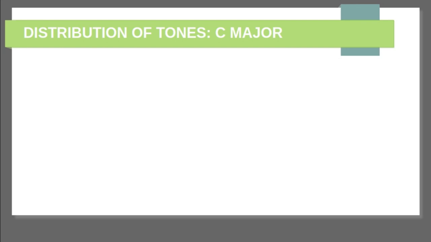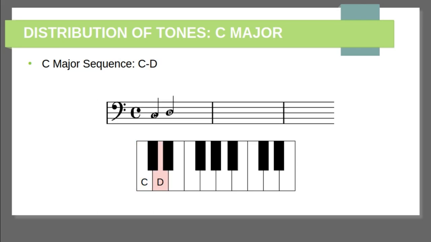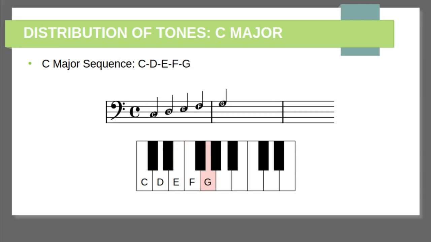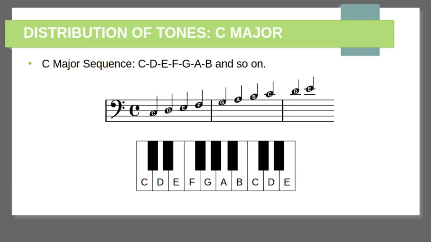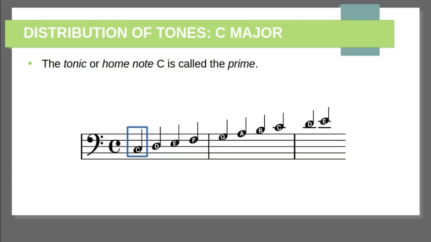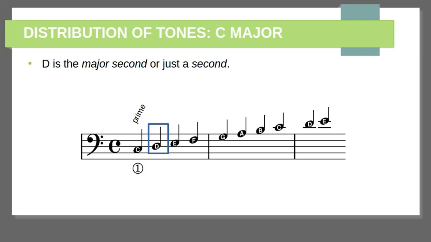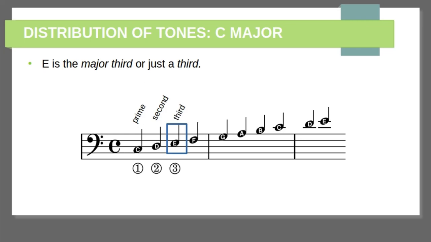Each note in the sequence C, D, E, F, G, A, B, and so on are assigned numbers. The home note C is called the prime. D is the major second, or just the second. E is the major third, or just the third. F is the fourth.